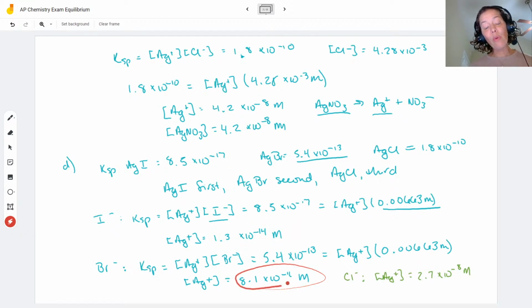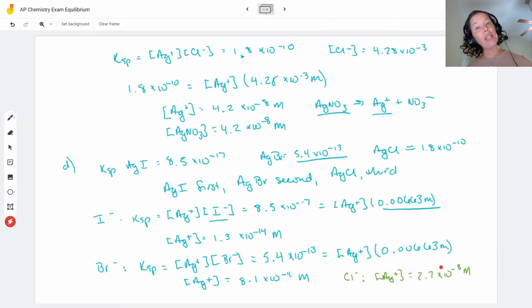You need a smidge more for the bromide to precipitate, and then you need a smidge more for the chloride to precipitate. So that is the mathematical justification for the order that we initially put them in, when we just compared the Ksp values. But again, the question asked you to justify your answer, and they did give you a concentration of all of your ions, so you can justify it mathematically as well.